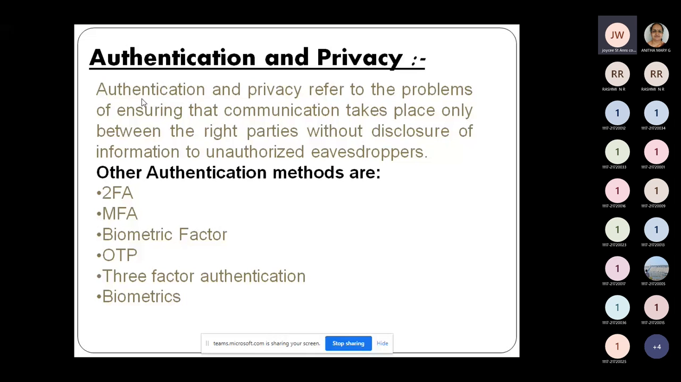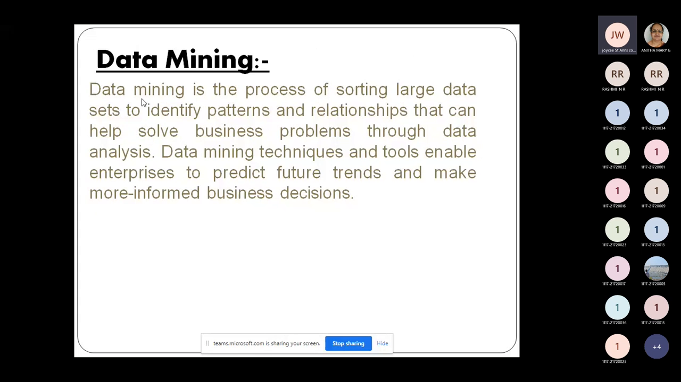Next one is data mining. So what is data mining and why are we using it? Data mining is nothing but sorting the data and setting the data in different patterns. Based on that, we maintain the relationship between the data, and that data we use for further trends. So that is data mining.